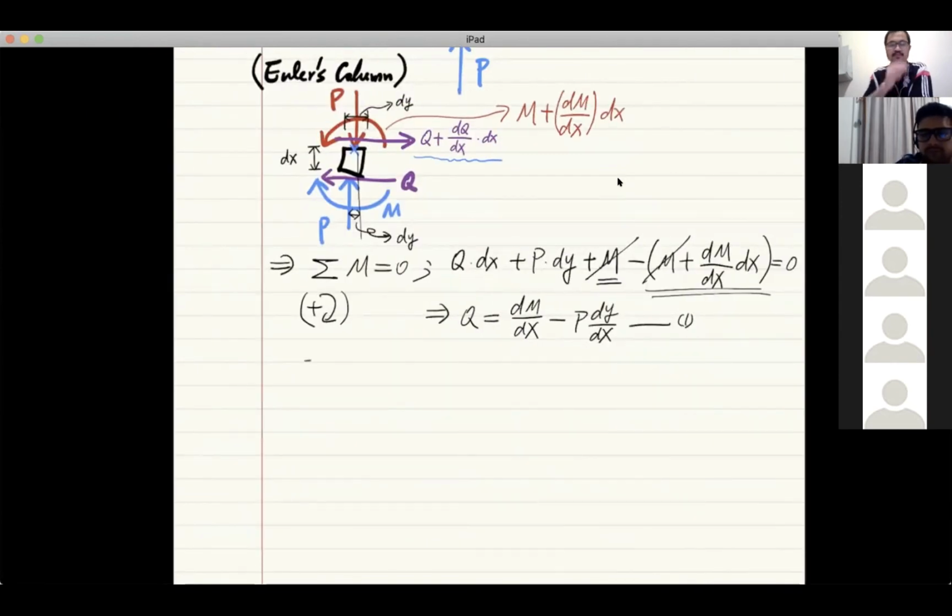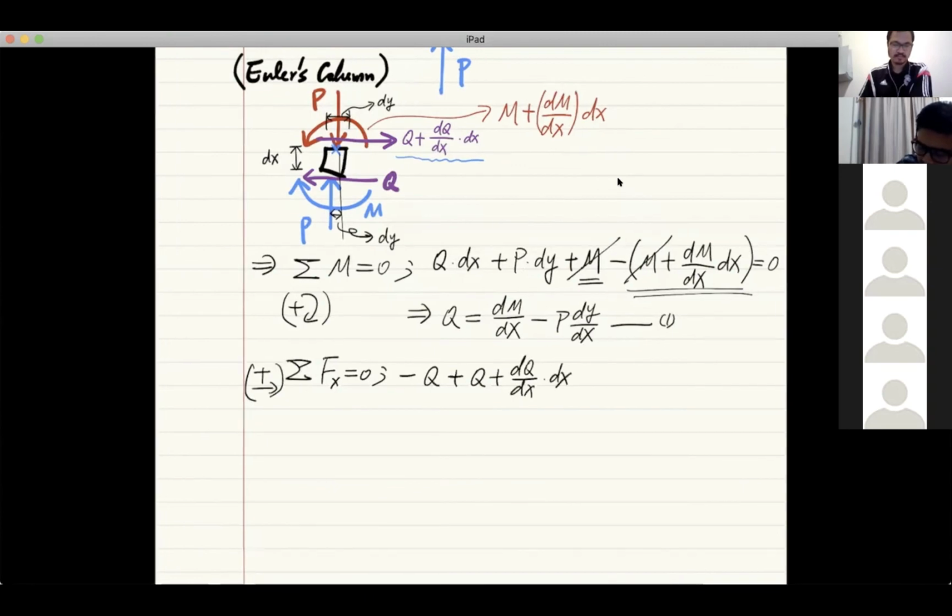Next, we're going to take force equilibrium. And we're going to say the force equilibrium in the x direction. Sometimes I take the right hand pointing as a positive direction, but you can choose the other way. That will still be okay. Then we start with the bottom force, and because right hand pointing is a positive direction, the first term is negative q, right? That's the bottom q, plus the top q, and that is plus q plus dq/dx times dx, and this has to be 0.